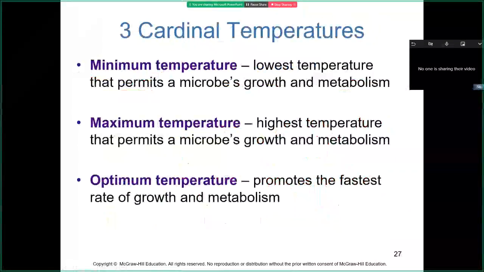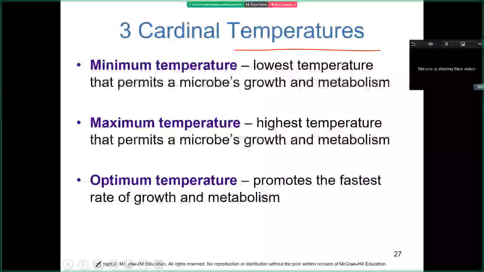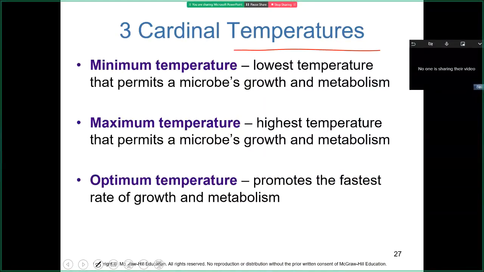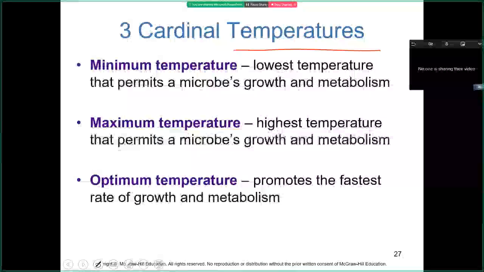So temperature as an environmental factor, we could say a niche component or niche factor. Temperature is really important. It's one of the first things that students mention when I ask them what are some things in the environment that can affect how well an organism functions. Temperature always comes up at some point, usually at the head of the list.